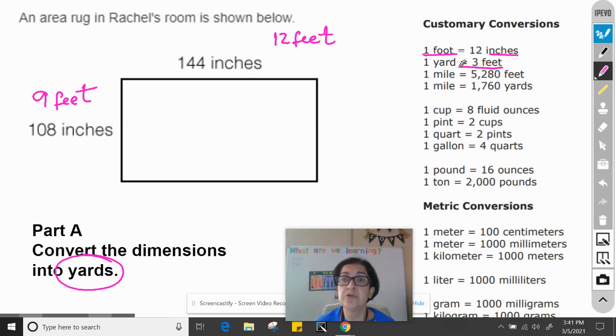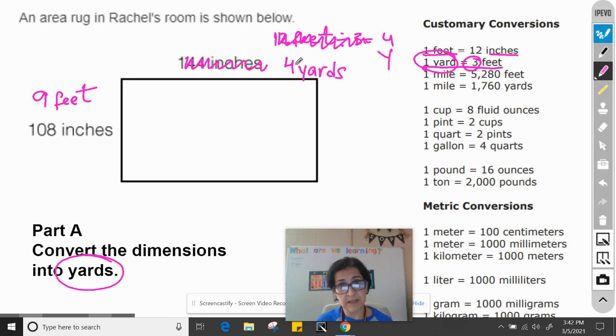Feet to yards. I'm going backwards. I'm dividing by 3. Okay, so what is 12 feet divided by 3? Well, 12 divided by 3 equals 4. 4 what? Yards. So here, I don't care about this anymore. I don't care about the feet anymore. I want the answer in 4 yards.